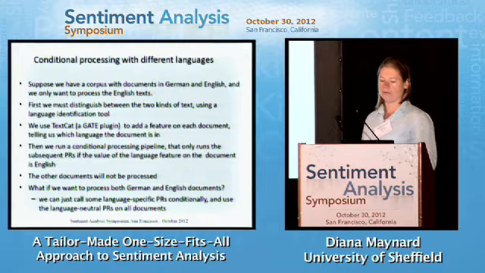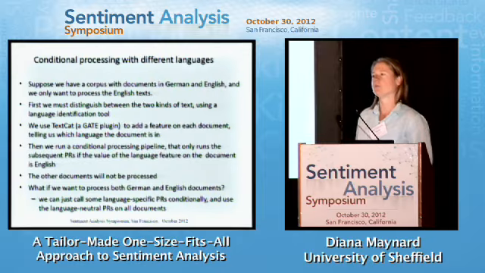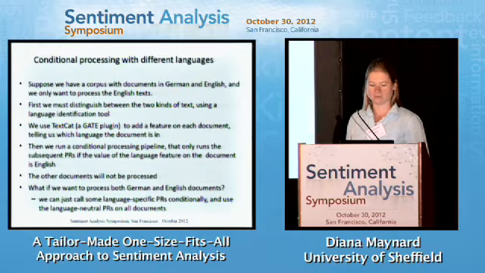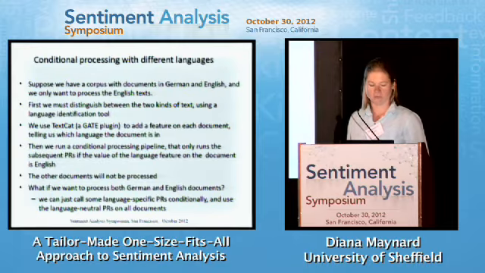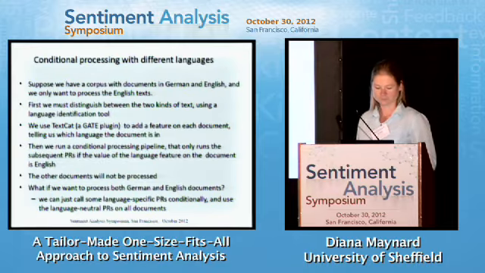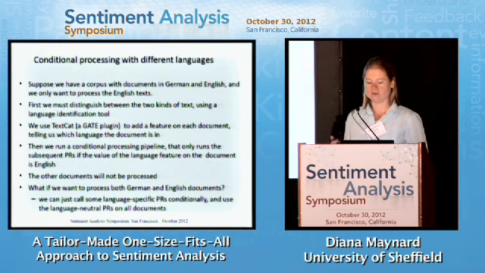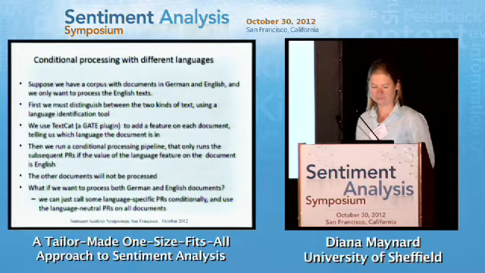So imagine we've got a corpus of documents in German and English, and we only want to process the English texts. So first we have to distinguish between the two kinds of texts. And for this we use a language identification tool. We use TextCat, which is implemented as a plugin in GATE. It's a standard tool that's freely available. And we use this to add a feature onto each document, which tells us which language the document is in. Then we run a conditional processing pipeline that only runs the subsequent resources if the value of the language feature on the document is English, and the other documents will simply not be processed.